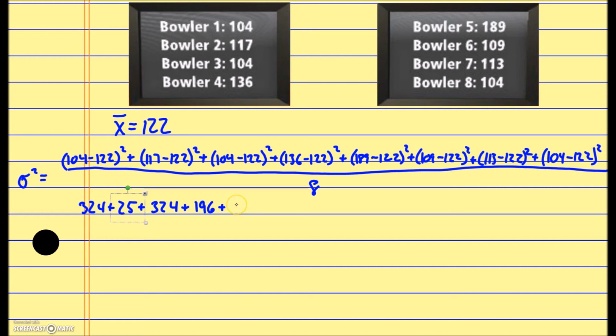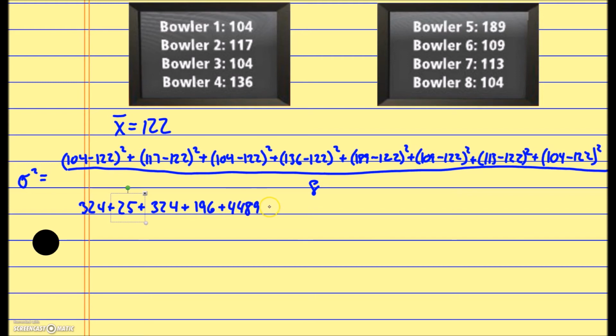The next one, the 189, this was my outlier before when I looked at central tendency. So this one's a little bit out of the ordinary, but that's okay. When I subtract, it gives me a 67, and when I square that, it gives me 4,489.